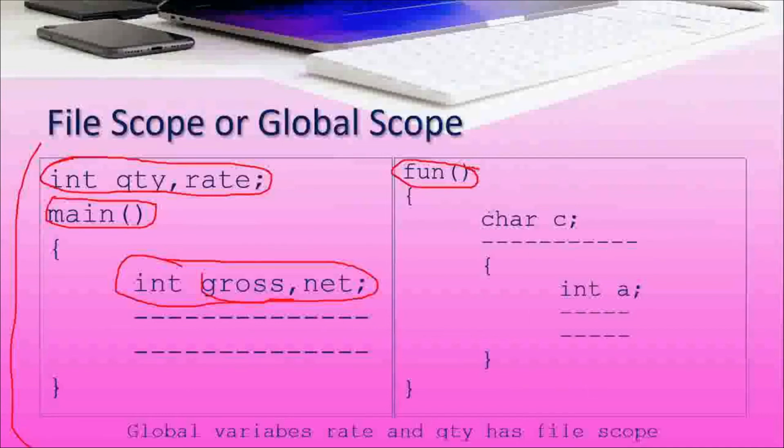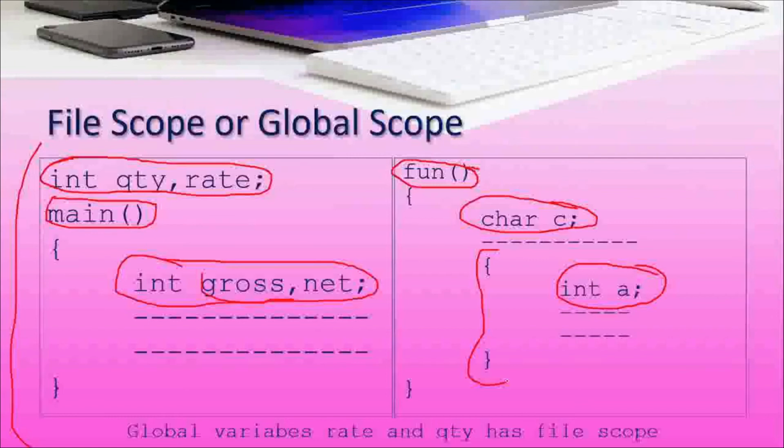But this char c is a variable declaration, that is char c. This c will be available only within the function, so it has function scope. And there is another variable that is declared within a block of code, that is int a. That is a local variable because it is available only within this particular block of code.